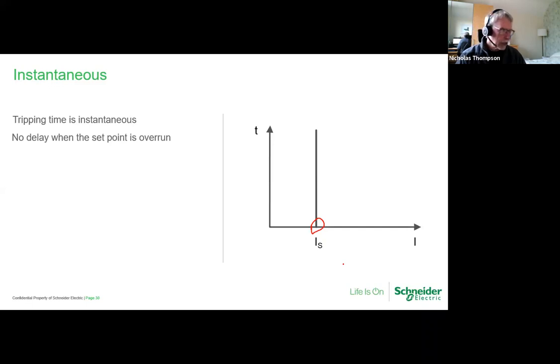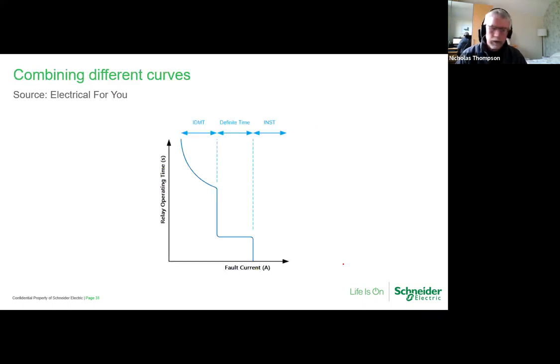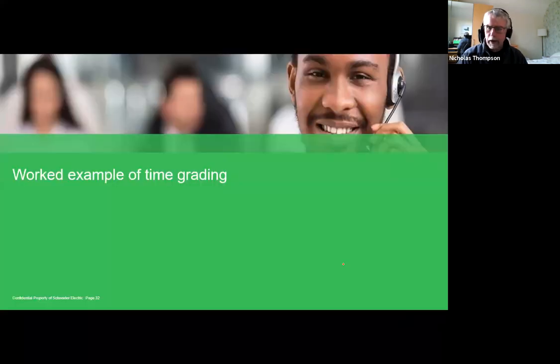But that's the kind of application where you can see it's going to be used. Okay, so combining the curves, you may see something like this. We've got an inverse curve with a definite time curve with an instantaneous, and that will get you through all sorts of problems. Now, I can't advise one way or the other what curves you're going to be using. I can only show you some examples, and I've got a couple of examples now to show you on time grading.